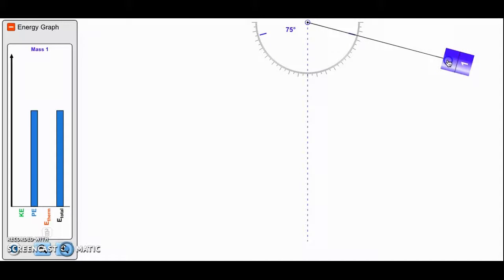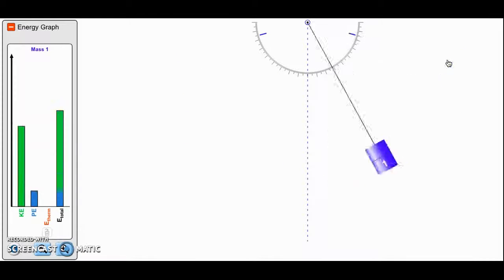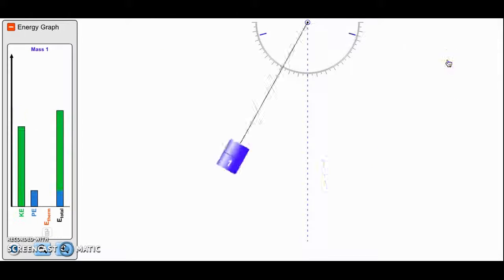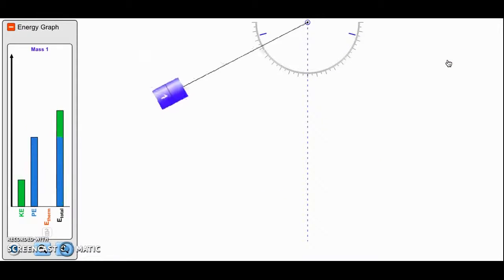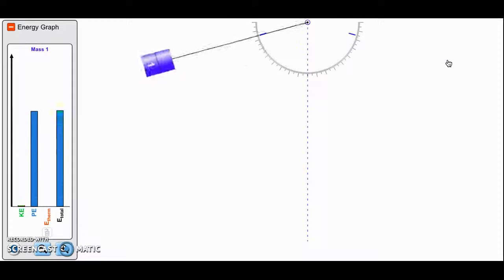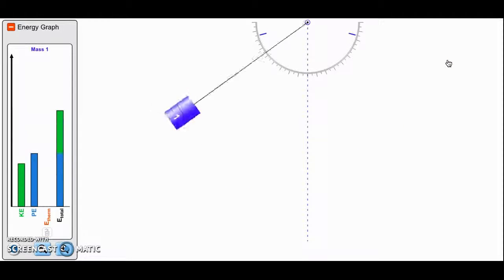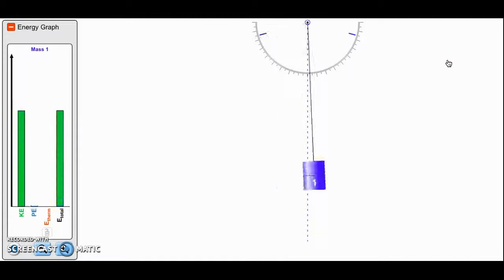of potential energy. Kinetic energy is when the potential energy gets converted into motion, which is why kinetic energy is a combination of mass and velocity, which, as you can see, when it hits the bottom of its swing, kinetic energy is at the maximum that potential energy was originally at.